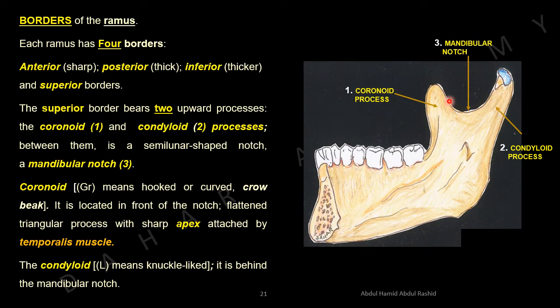Number 3. Coronoid process. Coronoid in Greek means hooked or curved, crow-beak appearance. It is located in front of the notch. Flattened triangular process with sharp apex attached by temporalis muscle. The condyloid process. The condyloid means in Latin knuckle-like. It is behind the mandibular notch.